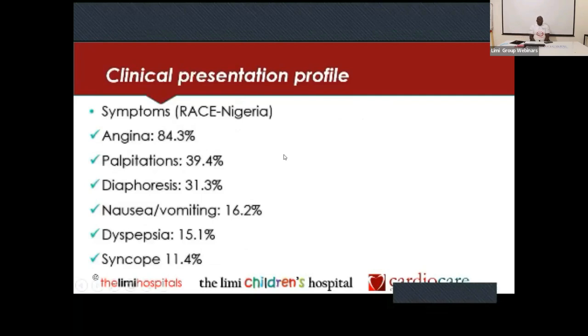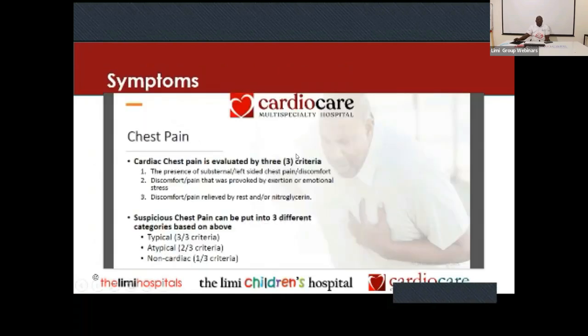So looking at the RACE trial in Nigeria, they also looked at the common clinical presentation. So angina, that's the chest pain or discomfort, is the commonest, followed by palpitation. Then I talked about some atypical presentations, which are commoner in the groups that I mentioned. So some of them can have dyspepsia, some can have dyspnea, some can have syncopal attack. So these are the atypical symptoms that we have to be on the lookout for.